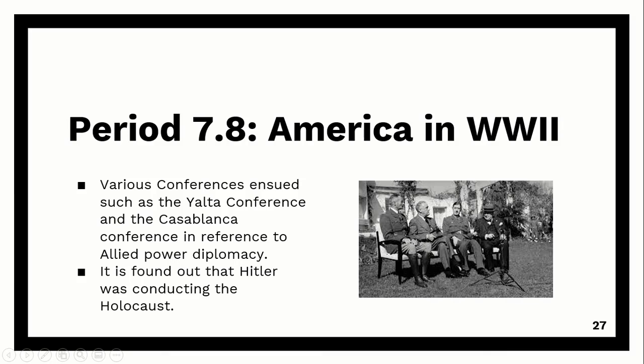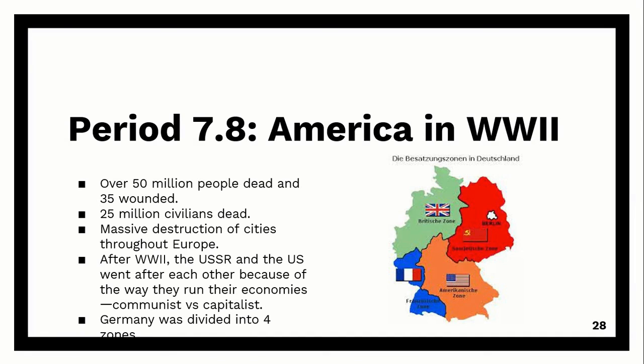After World War II, various conferences ensued, such as the Yalta Conference and the Casablanca Conference, in reference to the Allied power diplomacy. It is also found out that Hitler was conducting the Holocaust in Nazi Germany. Overall, over 50 million people were dead and over 35 million were wounded. 25 million civilians were also dead.